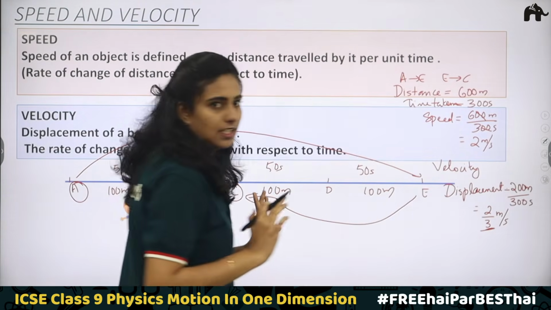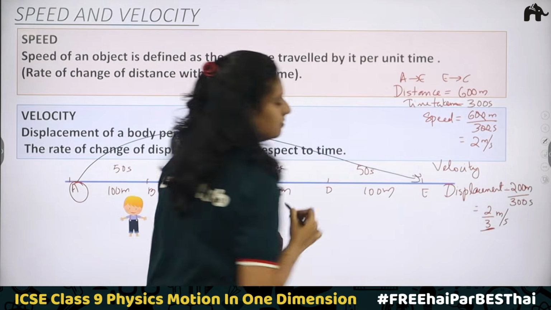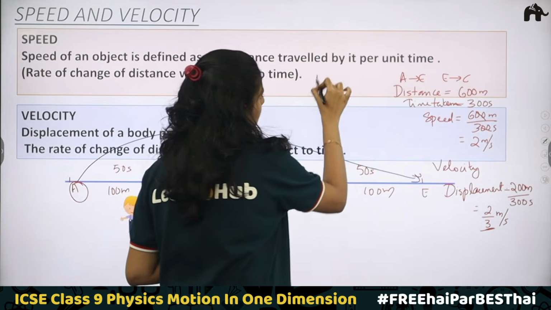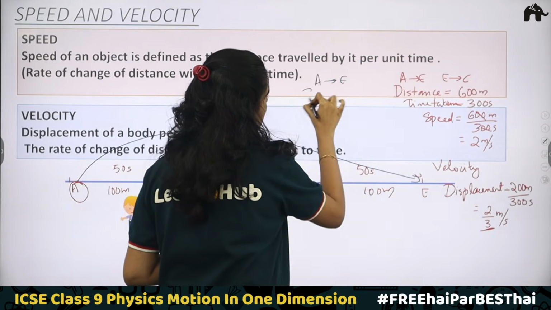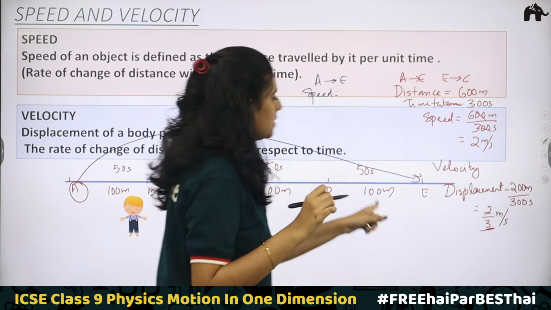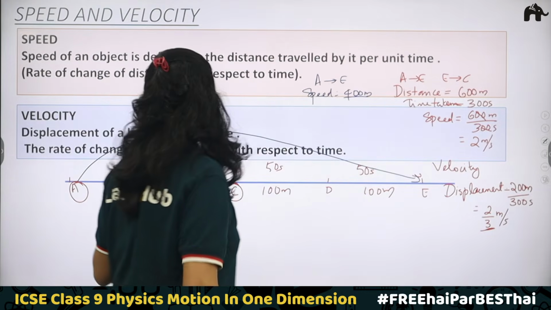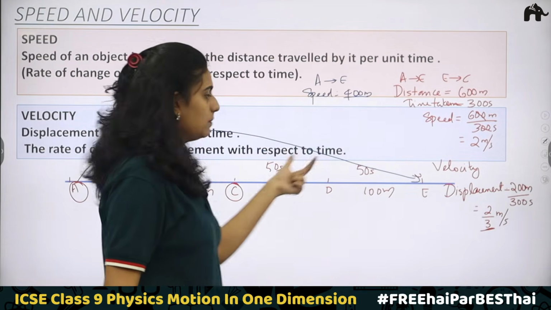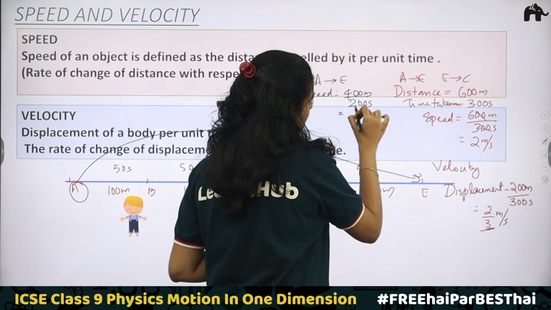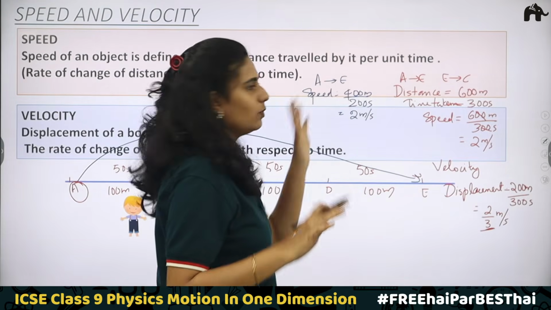Now we take another case. Boy starts from A and he reaches E. Here what is the total distance traveled? We'll find from A to E the speed first. Total distance traveled is 100 plus 100 plus 100 plus 100, which is 400 meters, and total time taken is 50 plus 50 plus 50 plus 50, which is 200 seconds. We will be getting 2 meter per second as the speed. The same thing we are getting.